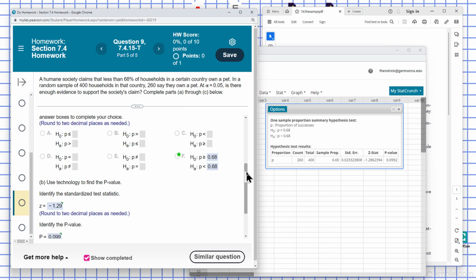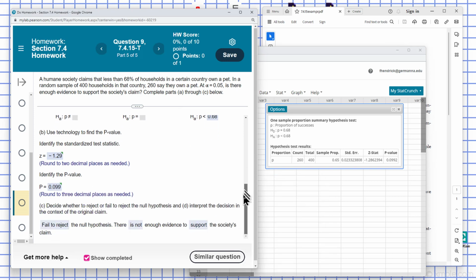Then the interpretation here. Okay. So we notice that the p-value here is larger than the level of significance of 0.05. So since it's larger, we fail to reject the null hypothesis. There's not enough evidence to support the claim.